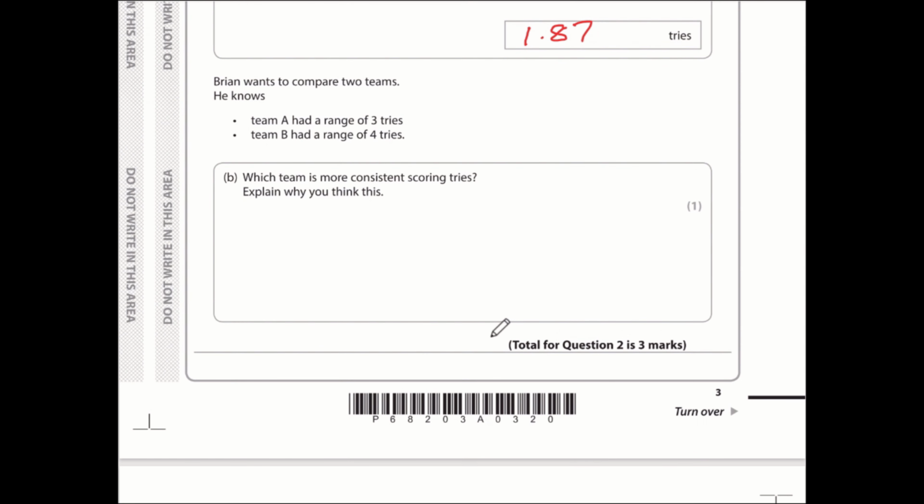Right, moving on to B. Brian wants to compare 2 teams. Team A has a range of 3 and Team B has a range of 4. Which team is more consistent? We need to remember that the greater the range, the less consistent, so the smaller the range, the more consistent. So the more consistent team is the one which has the shorter range, so it's simply Team A, and the reason is because the range is less.